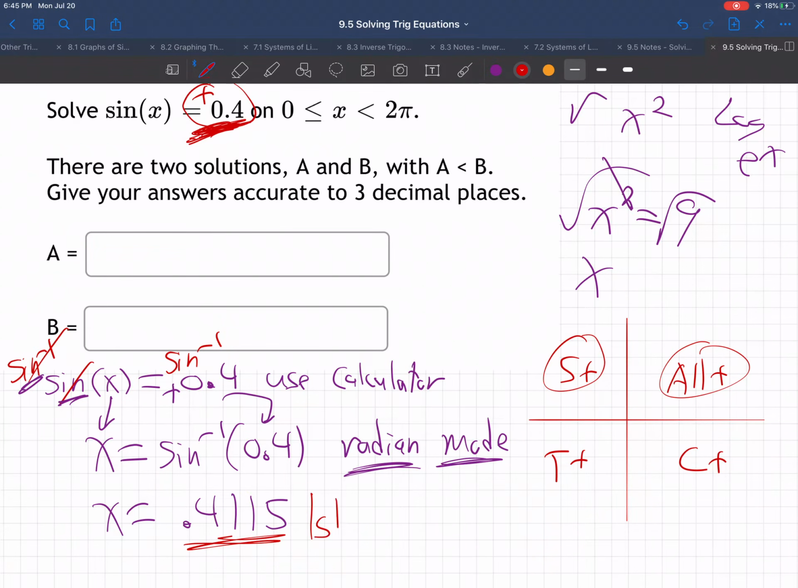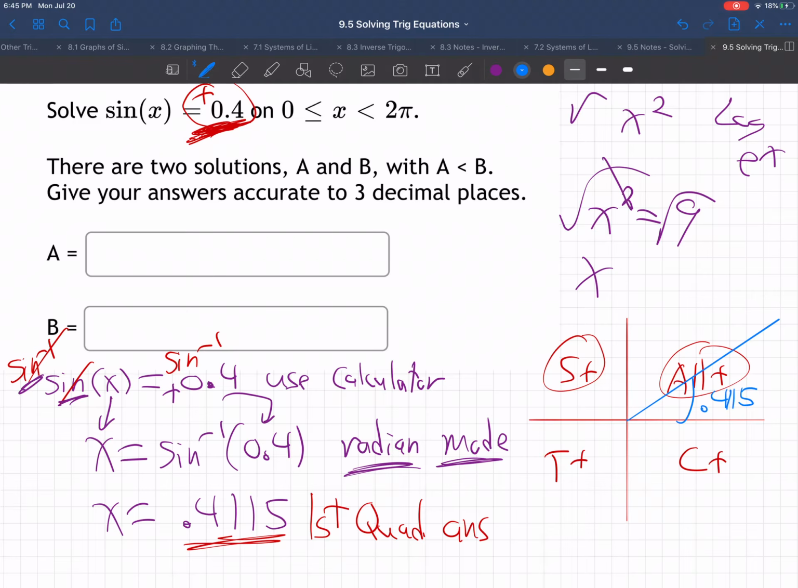This is our first quadrant answer. As the note said, realize that that answer you got is your first quadrant answer, but you need another one. You also need the other correct quadrant. So in our case, that's the second quadrant. So I need an answer in the second quadrant. So let me draw my angle here. This angle is my 0.4115 in radians.